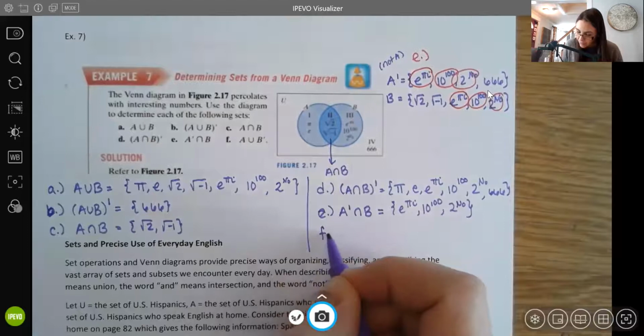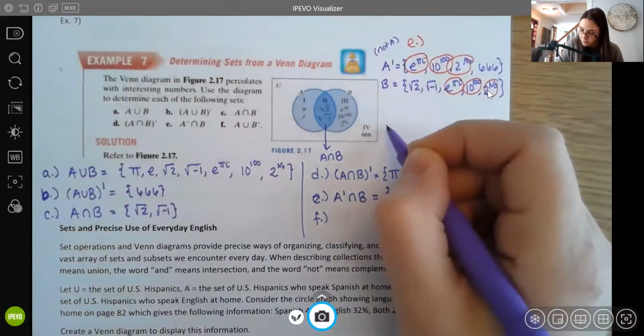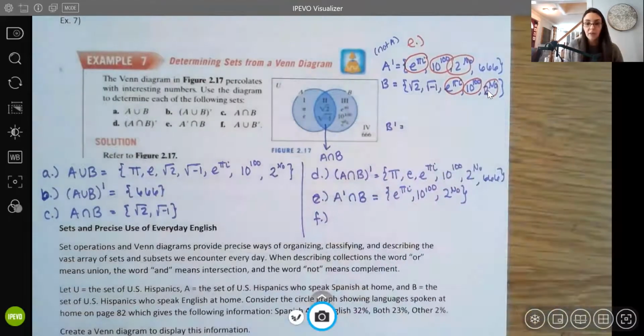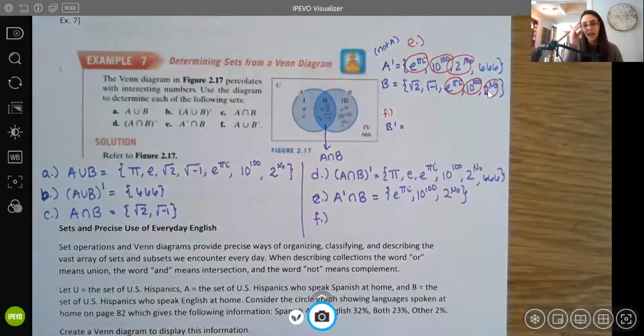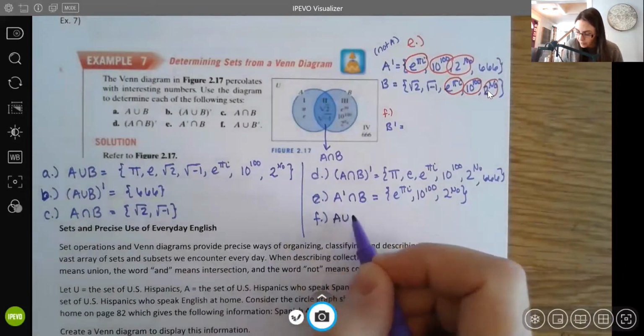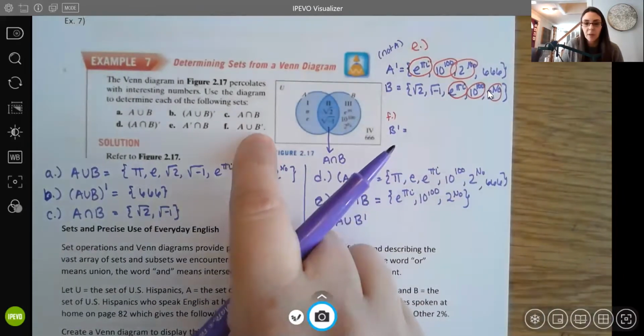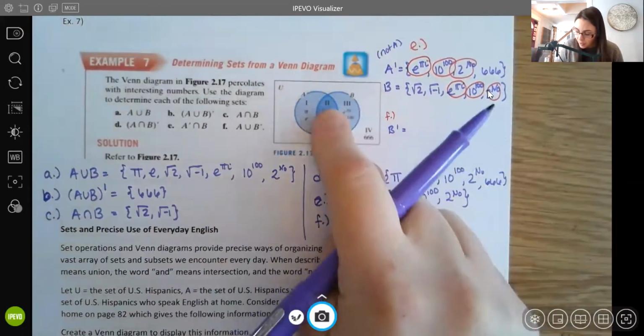And then finally, F is going to be very similar, but instead we're going to find B not first. So I'm looking for a union, but I need to find that B not first. Again, I wouldn't try to rush and do this all in your head. I think it does help to write out the different parts if we don't have it already done. So I do not have that complement of B yet, so I'm going to just take my time and write that out. So it's going to be everything that's not in B.